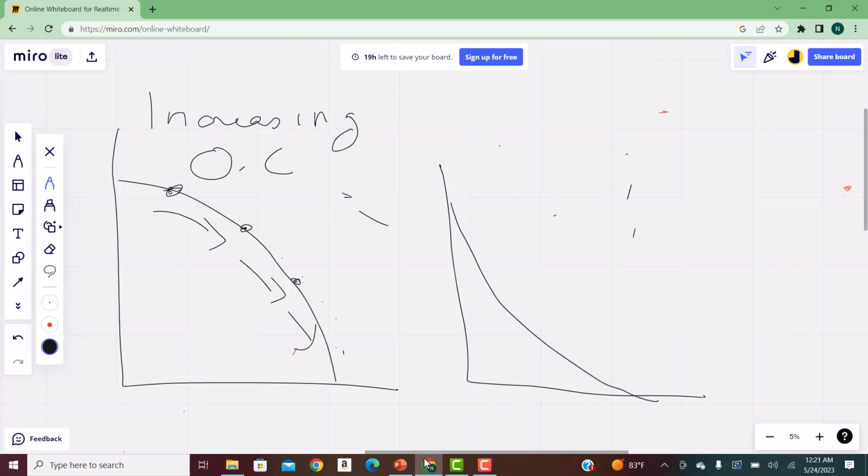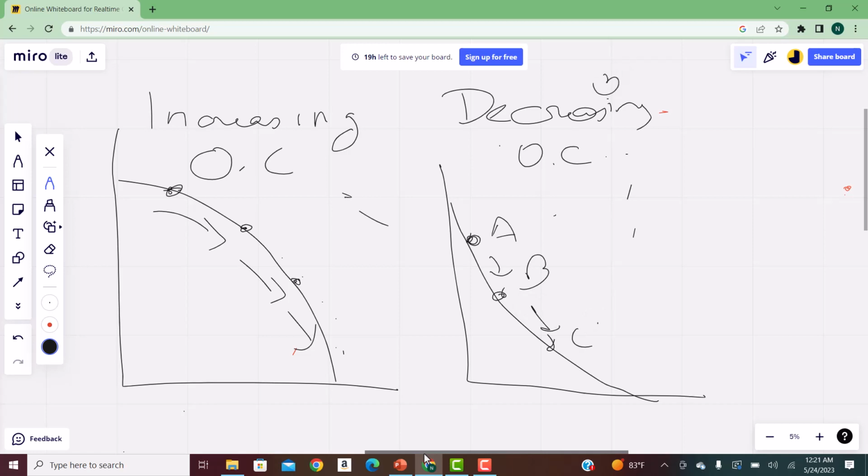Okay, then a PPF can also look like this. In this case, we have a decreasing opportunity cost. So if we move from point A to point B, and then from point B to point C, the opportunity cost every time will be going down. And that's why it's called decreasing opportunity cost. So if the PPF has a shape like this, you can say it has a decreasing opportunity cost.